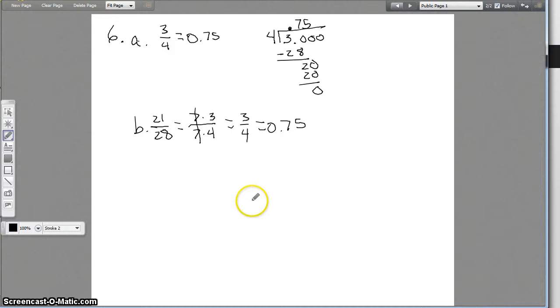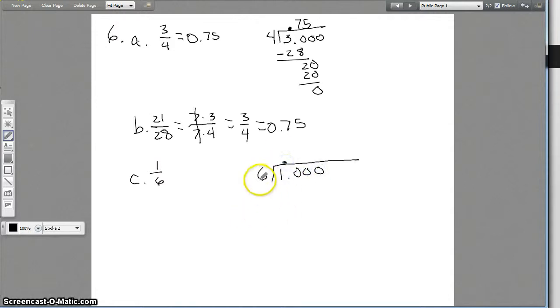Okay, the next one we're going to look at is part C, which is 1/6. Okay, there's no shortcut on this one. We're going to have to divide 6 into 1. Remember, the number that's on bottom goes on the outside. The number that's on top is what you're dividing into. So I'm going to give us 3 decimal places.